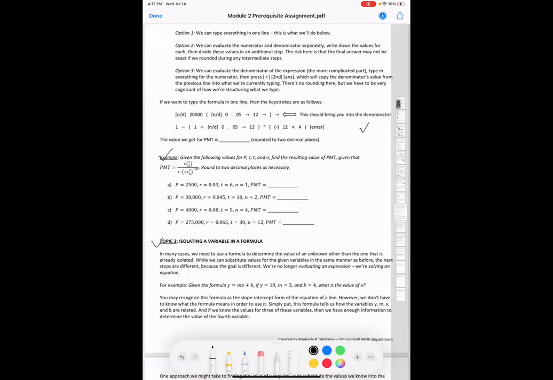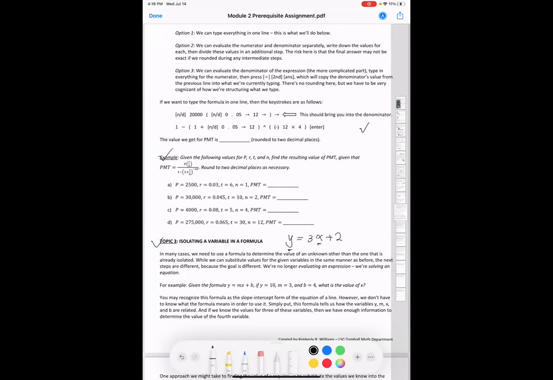Next one is isolating a variable in a formula. In many cases, we need to use a formula to determine the value of an unknown other than the one that is already isolated. For example, if you have an expression y equals 3x plus 2. In this expression, we don't know the value of x. We don't know the value of y.